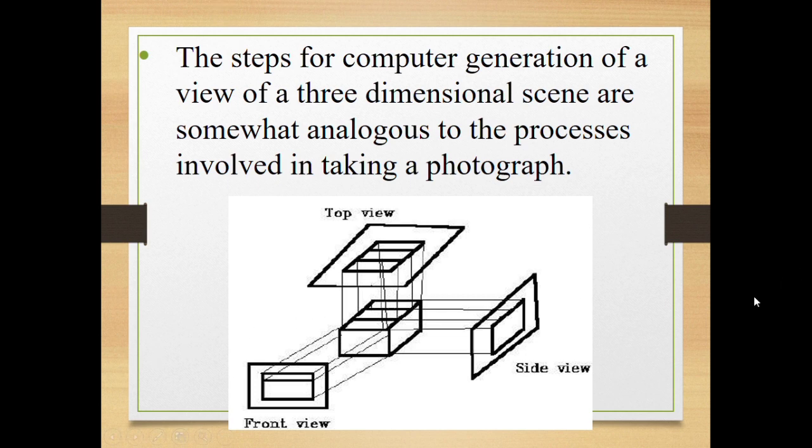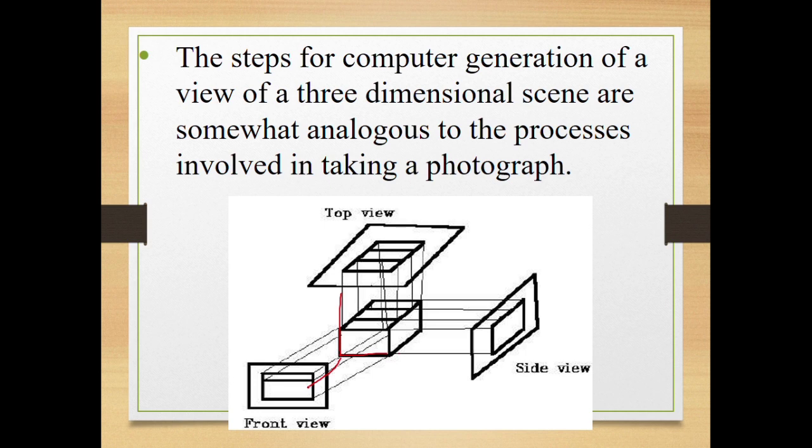The front view shows the z axis and the remaining two axes. The side view indicates the x axis. So this is the x axis, this is the y axis, and this is the z axis. These three directions can show any object in three dimensions. That gives us the viewing concepts.